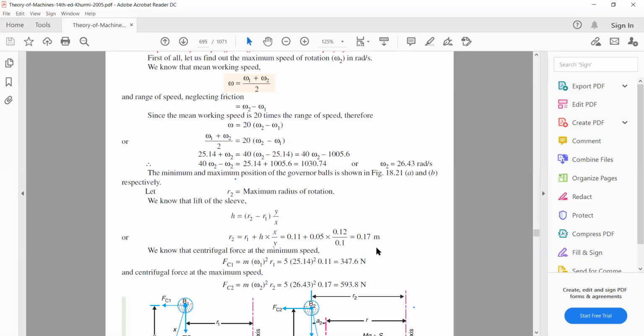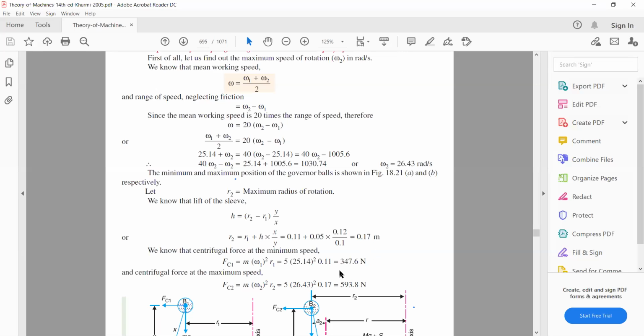What is the formula of centrifugal force? That is m omega 1 square R1. So we just substitute the values. m is there, omega 1 is known and R1 is also known. So 5 into 25.14 square into 0.11. When we make the calculation, the value will come to 347.6 newtons.